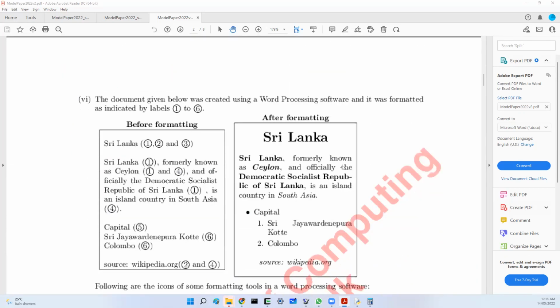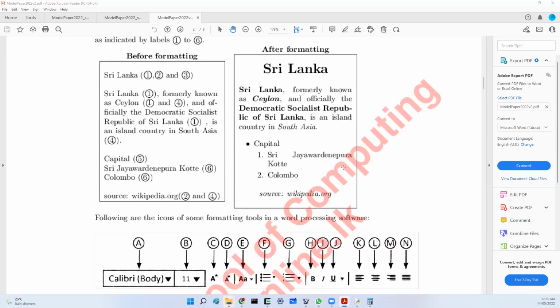This is easy, right? So what is one? H. Yes, that's H. Then what is two? L. That is L, good. What is three? B. Yeah, it could be B or it could be C, both, right? That is increasing the font size.